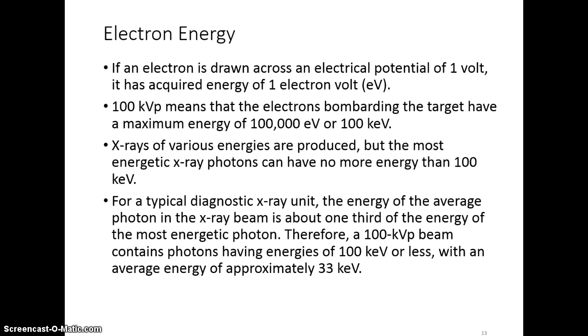This next slide has a whole bunch of numbers on it. If an electron is drawn across an electrical potential of 1 volt, it has acquired an energy of 1 electron volt. So 100 kVp means that electrons bombarding the target have a maximum energy of 100,000 electron volts, or 100 keV, kilo electron volts. Kilo means 1,000.